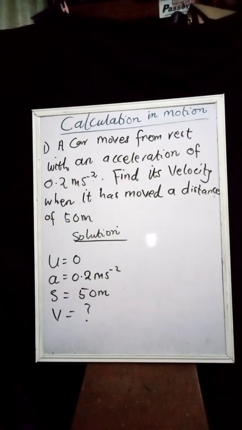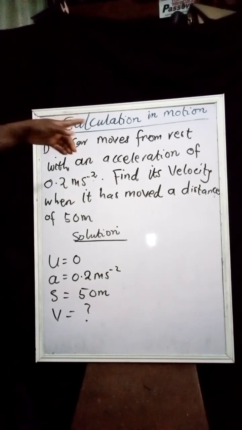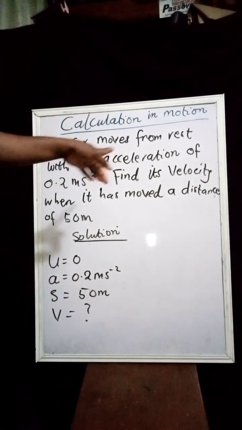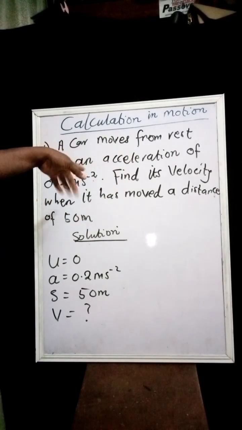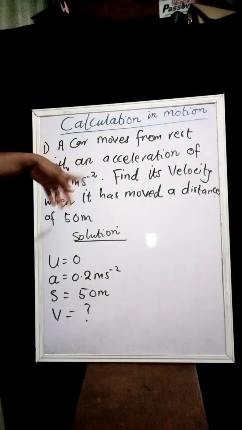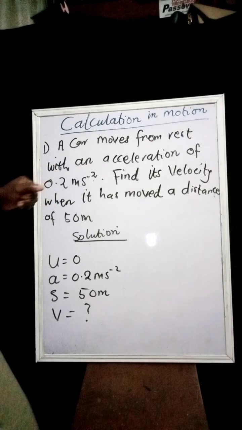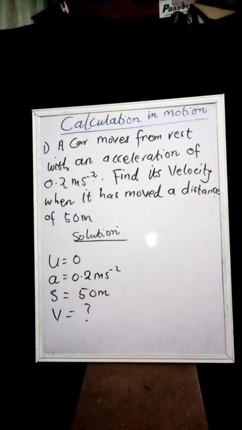Okay, let's consider this first question. It says a car moves from rest with an acceleration of 0.2 meters per second squared. Find its velocity when it has moved a distance of 50 meters.